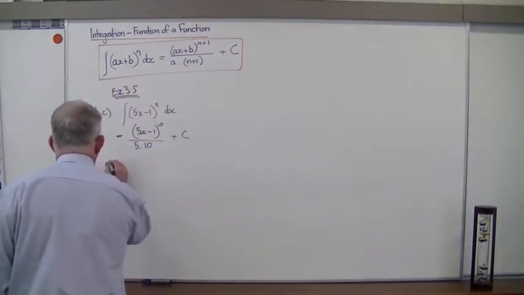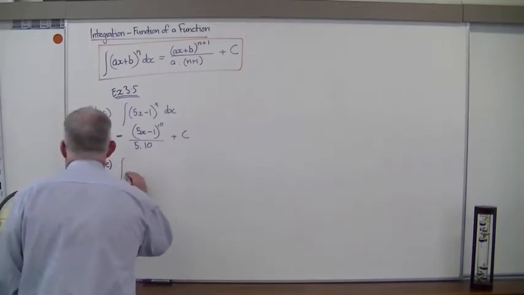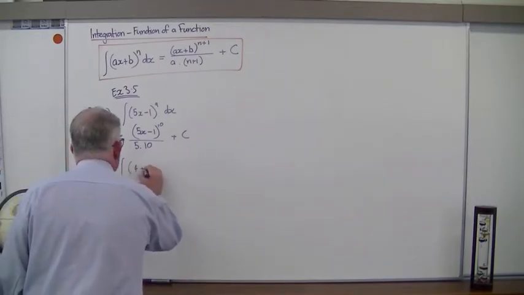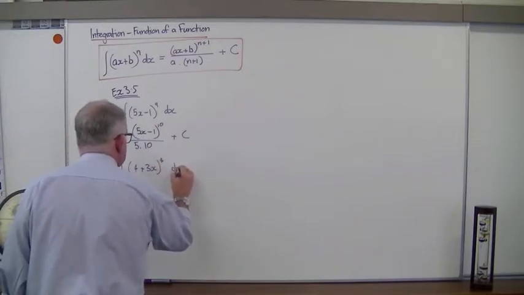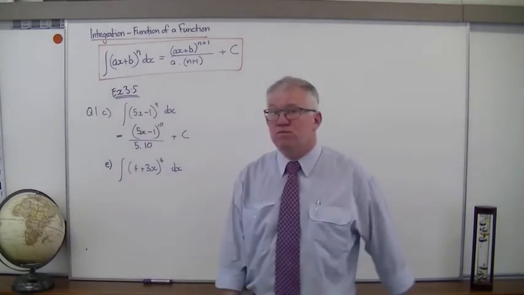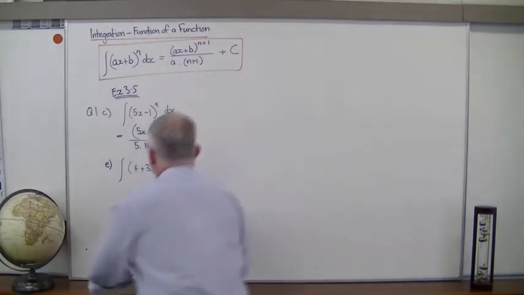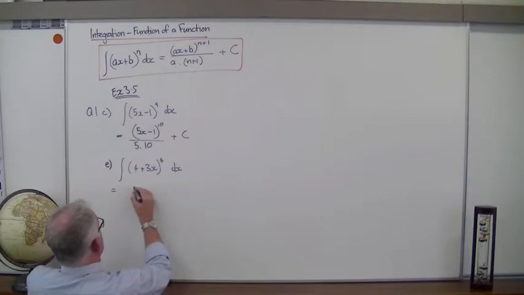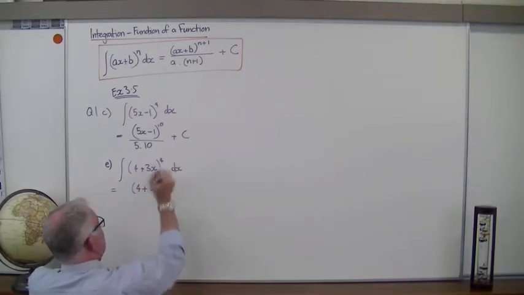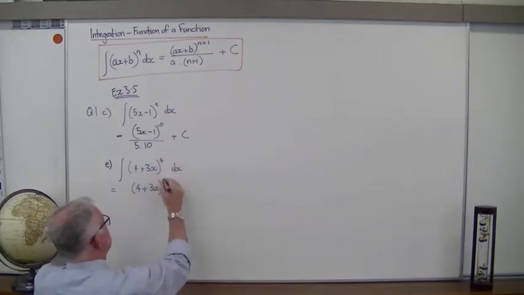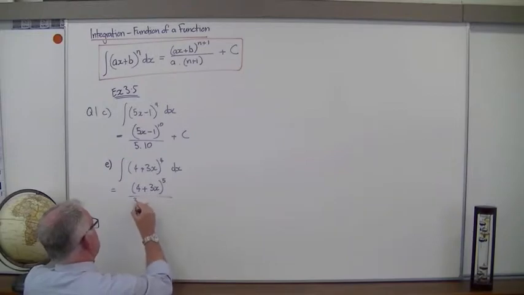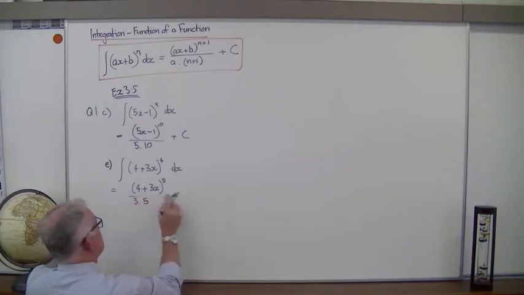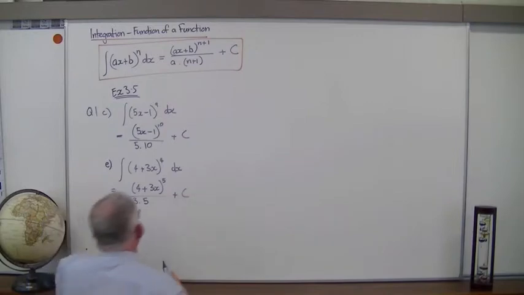Part E, question 1, part E. Let's have a go at that one. We've got the integral of (4 + 3x)^4 with respect to x. We just follow the template again. In this case, we'll see that in the brackets we've got 4 plus 3x, and n's value is 4, so we go 4 plus 1, which is 5. The value of a is 3, so we'll have 3 times 5, and then plus c.